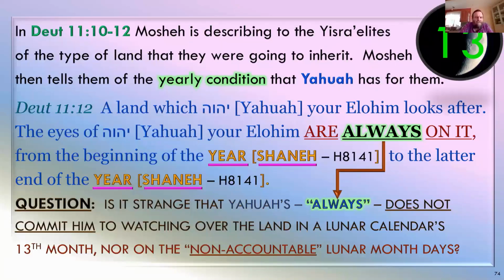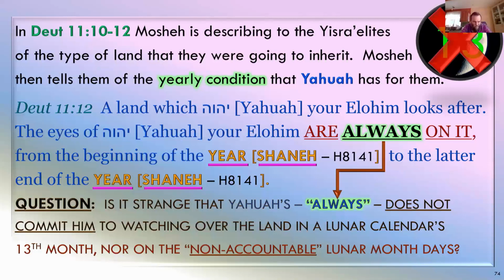In Deuteronomy 11:10-12, Moshe is describing to the Israelites the type of land that they are going to inherit. Moshe then tells them of the yearly condition that Yahuwah has for them. Deuteronomy 11:12: a land which Yahuwah your Elohim looks after. The eyes of Yahuwah your Elohim are always on it, from the beginning of the Shaneh year to the latter end of the Shaneh year. So that is a complete year, Tequfah to Tequfah. Yahuwah has promised that he will always be paying attention and looking after that land.